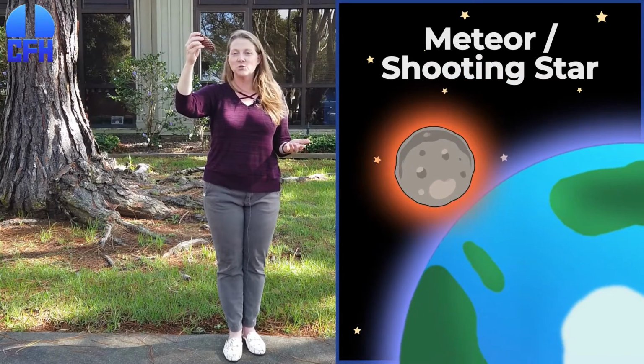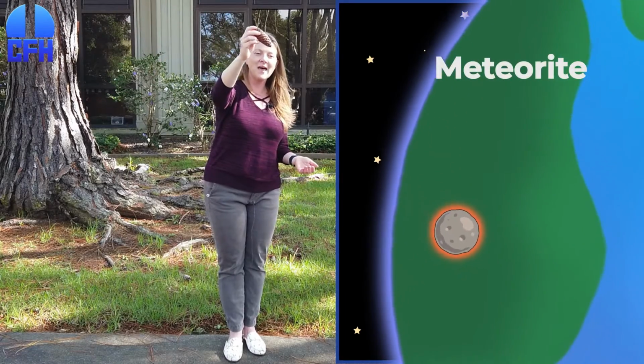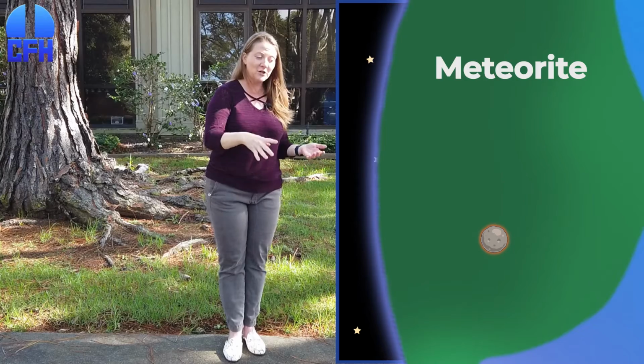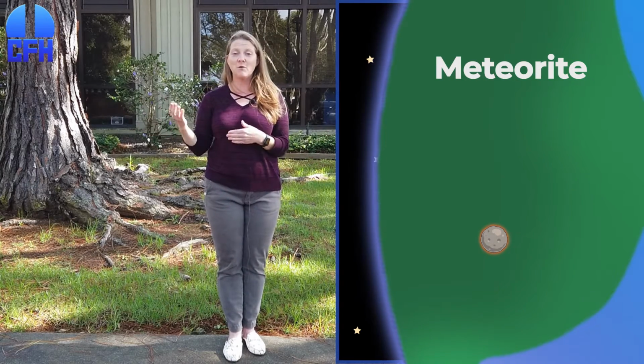We can also call that a shooting star, and that's what we see, that line of brightness across the sky. When that meteor falls to the ground, we end up with a meteorite. A meteorite is a space rock sitting on the surface of the Earth.